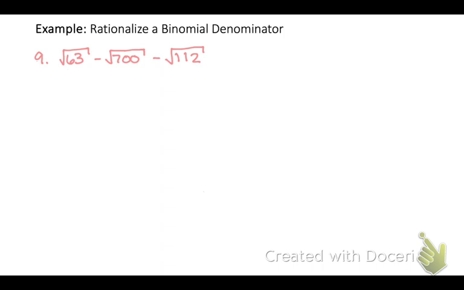Okay, so 63 is what times what? 9 times 7, so that's 3 square root of 7 minus 10 square root of 7, because it's 100 times 7, right? Now you guys are getting better at looking for the perfect squares, aren't you?